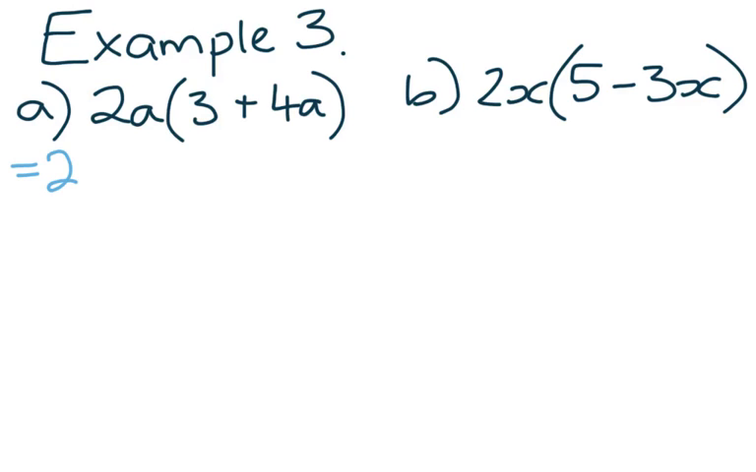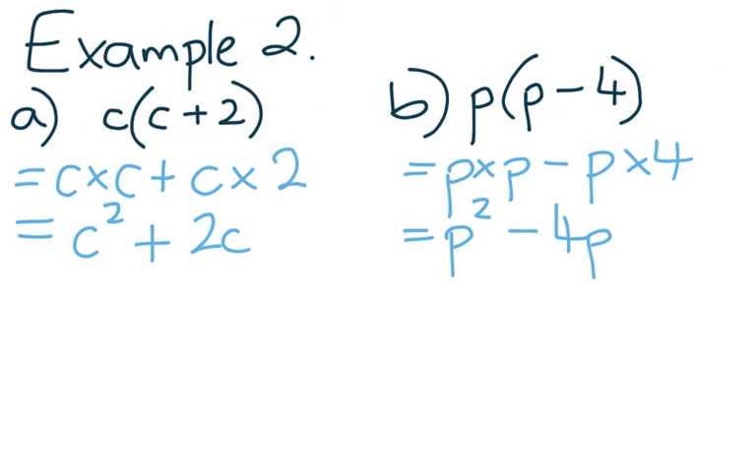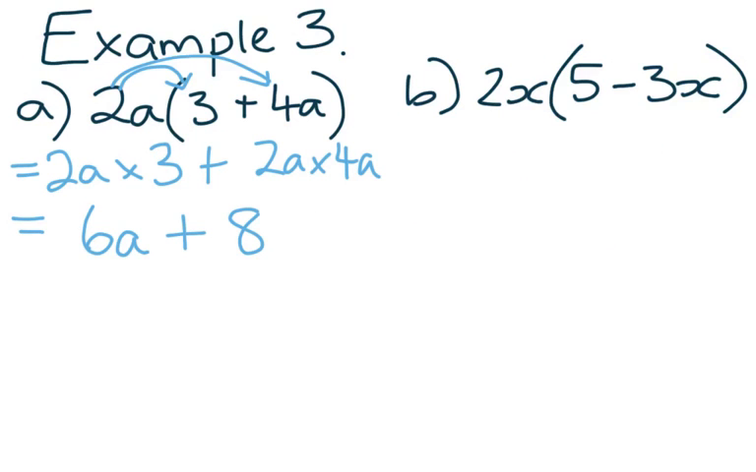So again, we do 2a times 3 plus 2a times 4a. And then 2a times 3, well, that's just 2 times 3, which is 6, and then we put the a on the end. And then we've got 2 times 4, which is 8, and a times a, just like in this previous example, a times a gives us a squared.